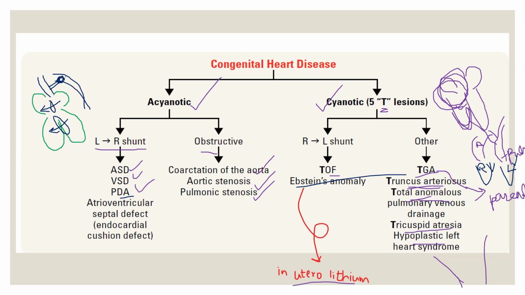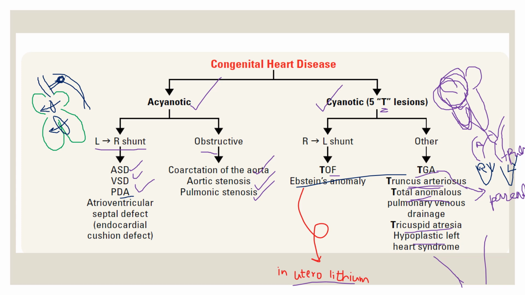Total anomalous pulmonary venous drainage is when the pulmonary vein is draining not to the left atrium but to some other site. Tricuspid atresia is when you have atresia of the tricuspid valve. Hypoplastic left heart syndrome is when the left ventricle is not fully developed. So they all need surgical correction.